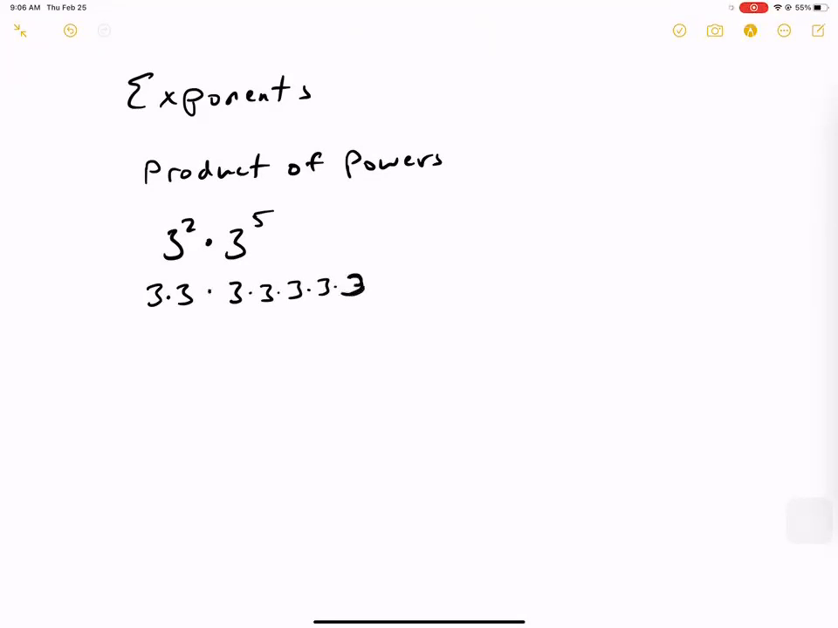Since we're multiplying all together, we're just multiplying everybody together. So how many 3's do we have total? We have 3 to the 8... sorry, I misadded there. 2 plus 5 is 7. That's the most basic way of wrapping our heads around this, but we want to get away from writing 3's all the time. So we have a rule: if I'm multiplying powers, we actually add the exponents. 2 plus 5 is 7.